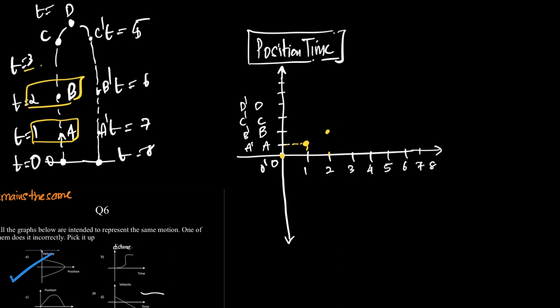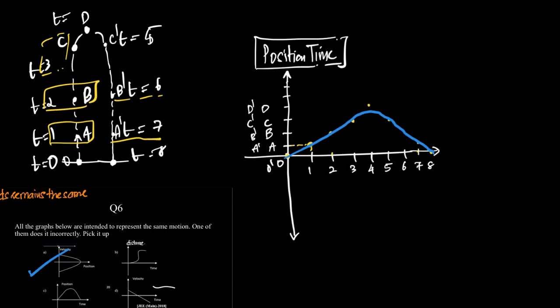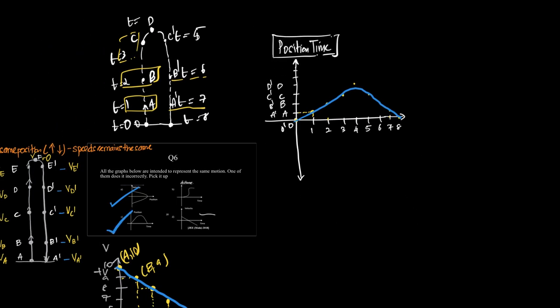The fourth coordinate should be, exactly. Fifth coordinate would be, sixth would be, seventh would be, and again 8 would be, which means we get a graph like this, right? So option C is also correct. The position time relationship is also correct here.